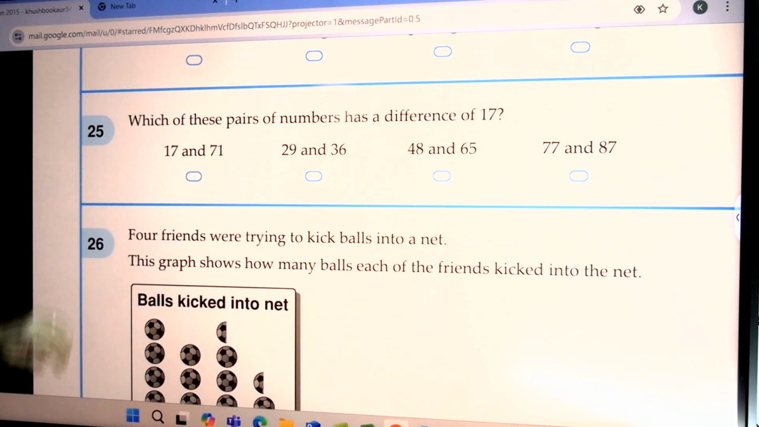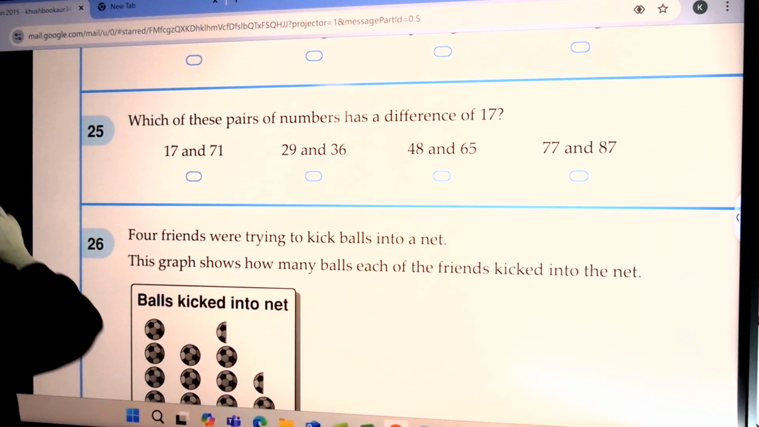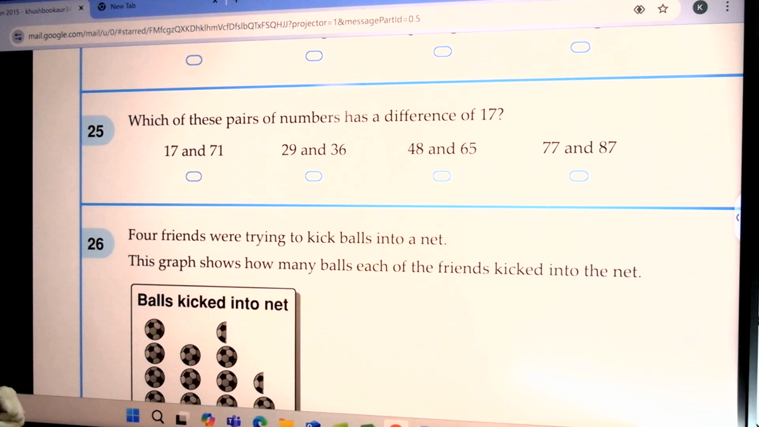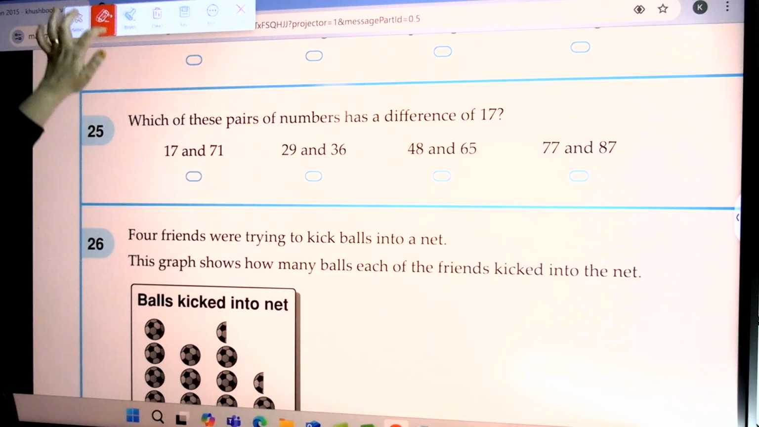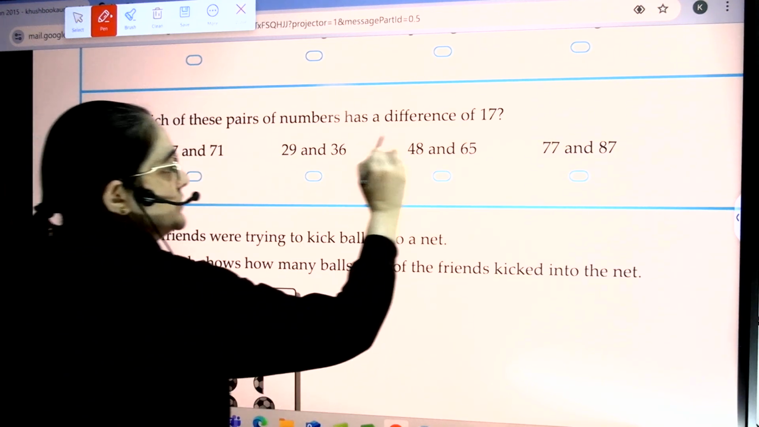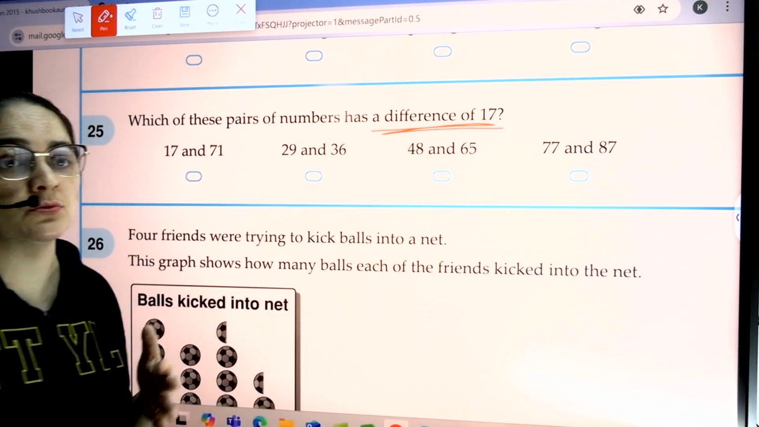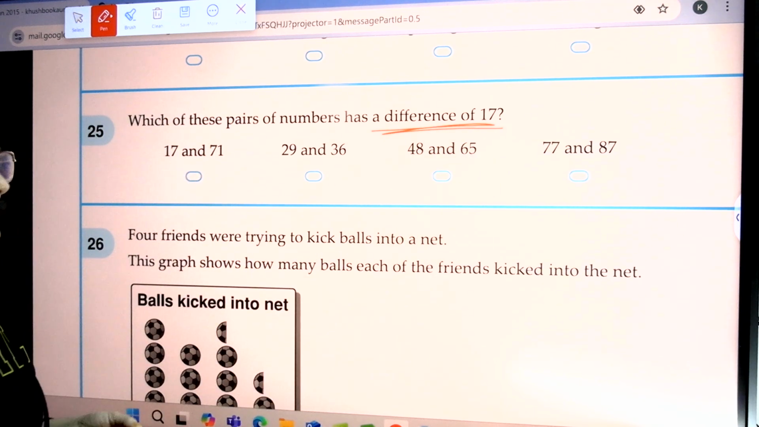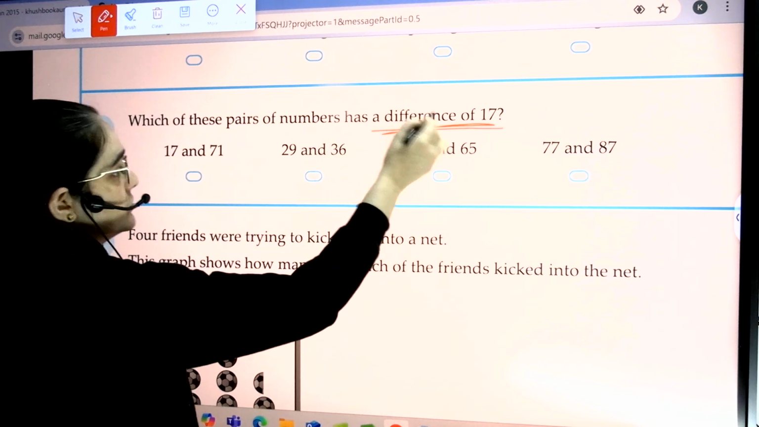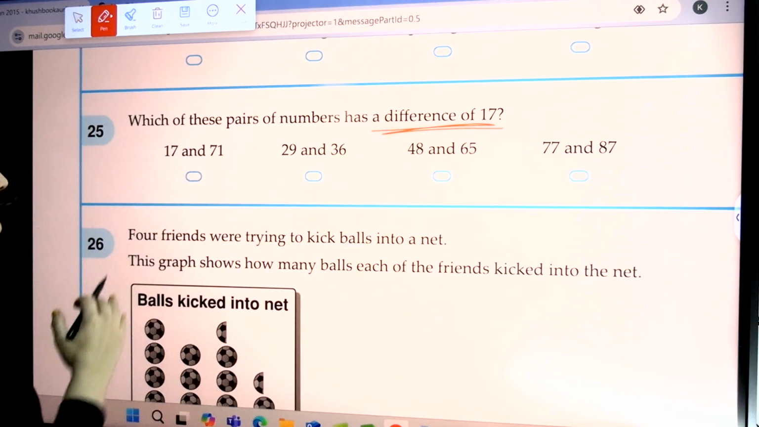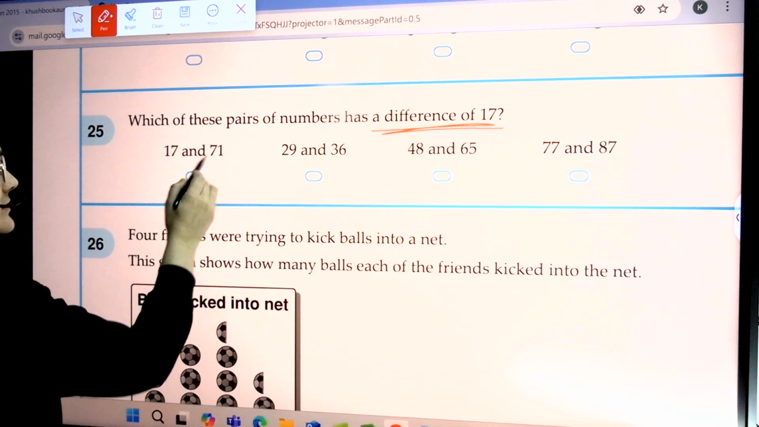Question 25. Which of these pairs of numbers has a difference of 17? Sometimes we should estimate, sometimes we should actually calculate for these type of questions. Difference means minus. Okay, always remember, difference means minus. They are talking about subtraction. So bigger minus smaller. 17 and 71.